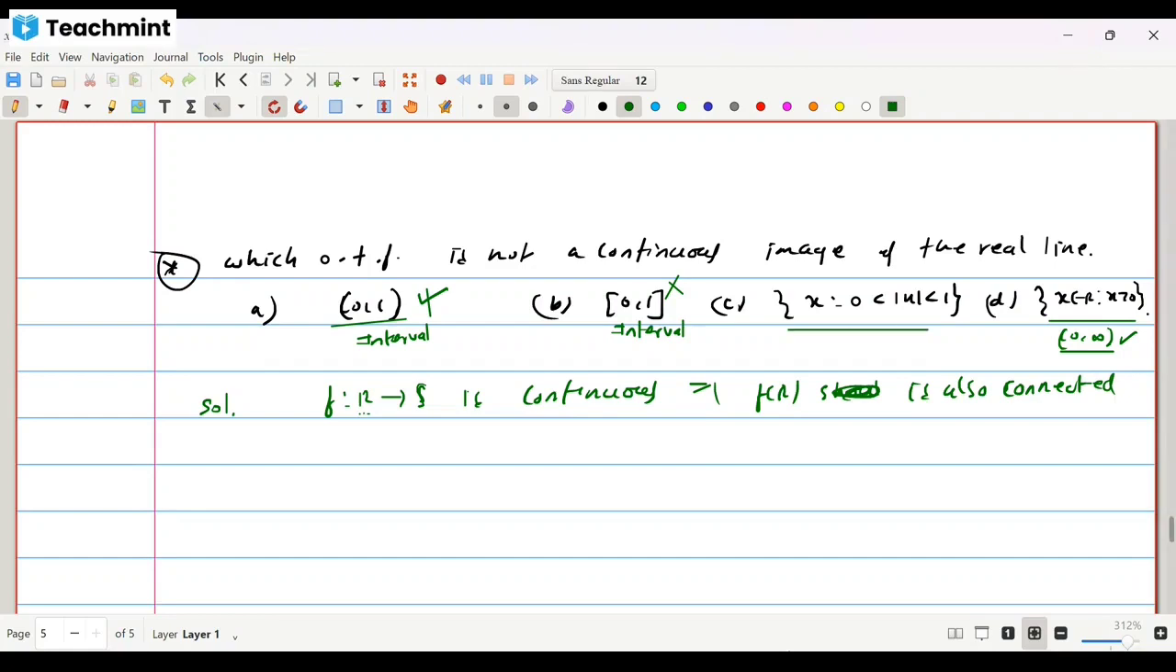But what about this one, 0 less than mod x less than 1? Suppose y is equal to mod x. Take mod x less than 1. What will the images be? From -1 to +1. So mod x less than 1 means from where to where? Minus infinity to minus 1. So this is nothing but C, x such that 0 is less than mod x is less than 1. What will the preimage be? When is mod x less than 1? When does it lie between 0 and 1?